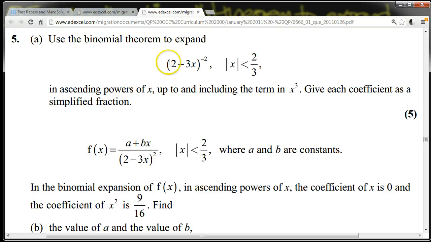Use the binomial theorem to expand this term here, when the modulus of x is less than 2/3, in ascending powers of x up to and including the term in x cubed. Give each coefficient as a simplified fraction.